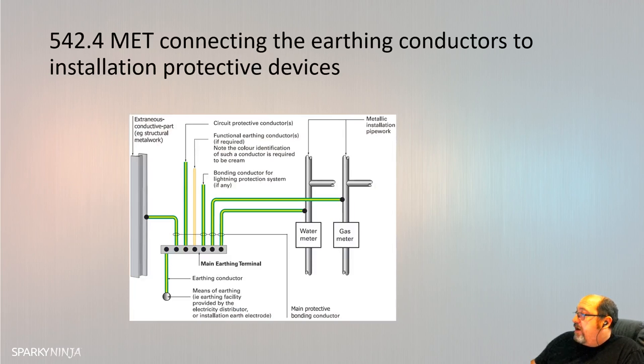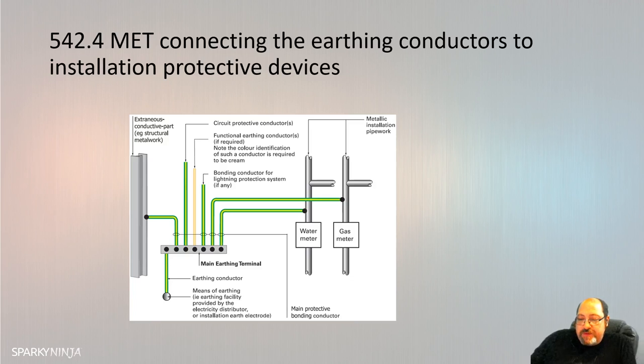Main earthing terminals or bars. In every installation, a main earthing terminal shall be provided to connect the following to the earthing conductor. So we have the CPCs, the circuit protective conductors, which will go to the exposed conductive parts of all of the electrical equipment. The protective bonding conductors. So we have obviously here main protective bonding conductors. What's not illustrated here is the supplementary, but we'll see a little example of that in a second. Functional earthing conductors, and let's remember that functional earthing conductors do not achieve protection, so they cannot be coloured green and yellow. Instead, they are coloured green. And lightning protection, if applicable.